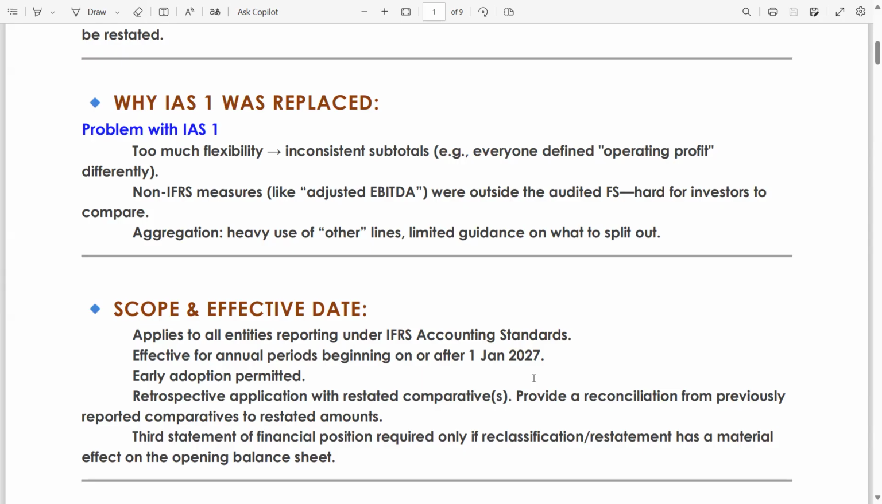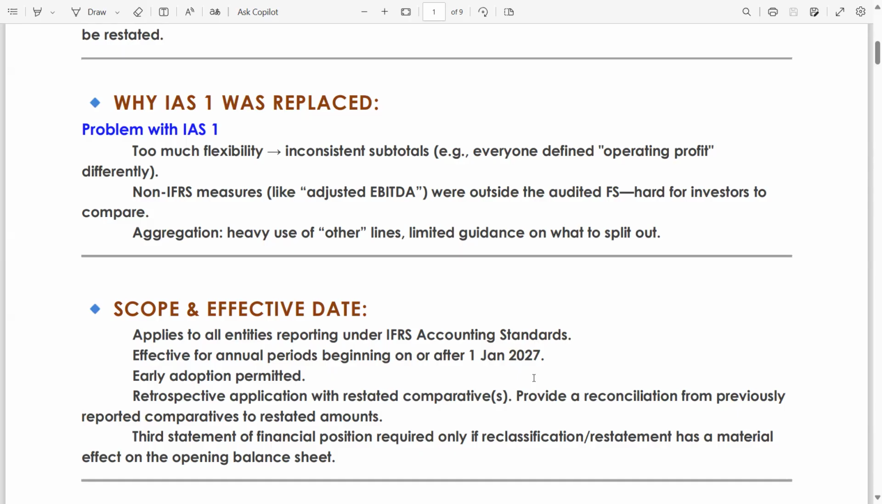Non-IFRS measures like adjusted EBITDA, earnings before interest, tax, depreciation, and amortization, were outside the audited financial statements. Of course, it was hard for investors to compare, meaning non-financial persons, non-financial users. Aggregation: a heavy set of other lines, with limited guidance on what to split out.